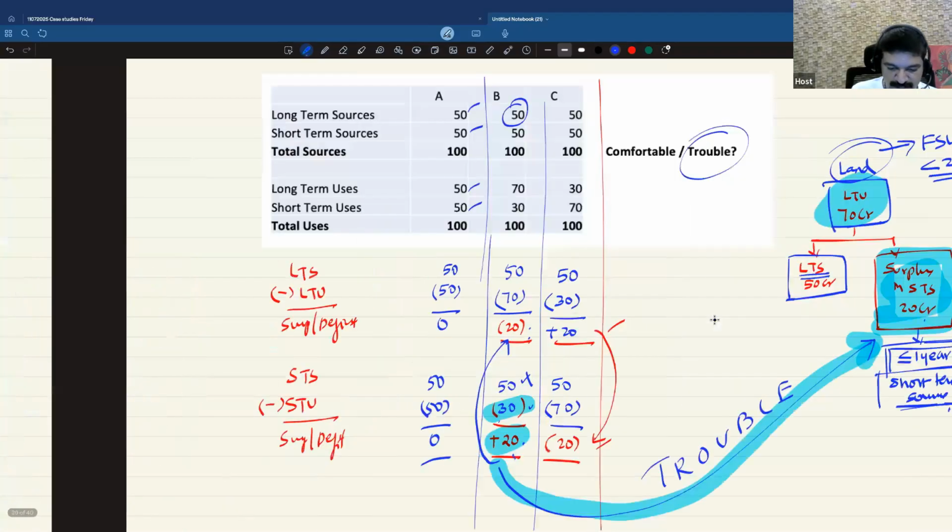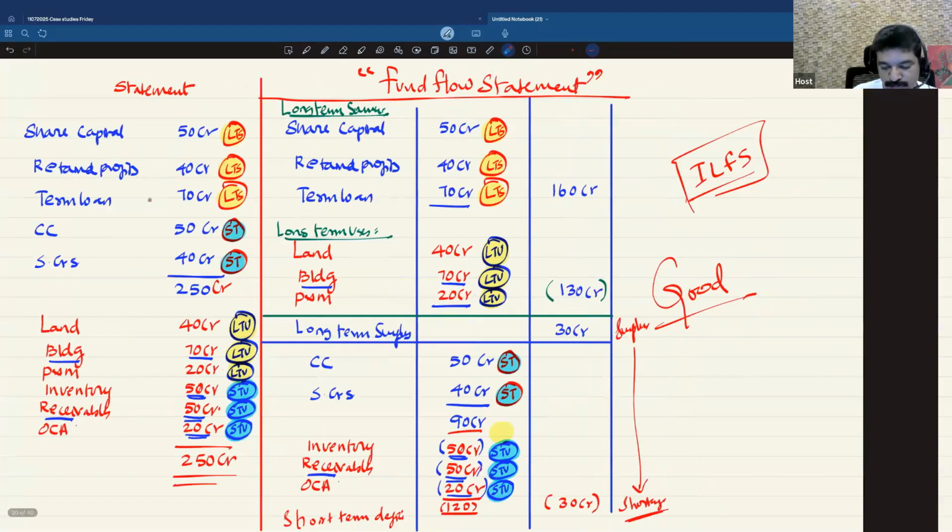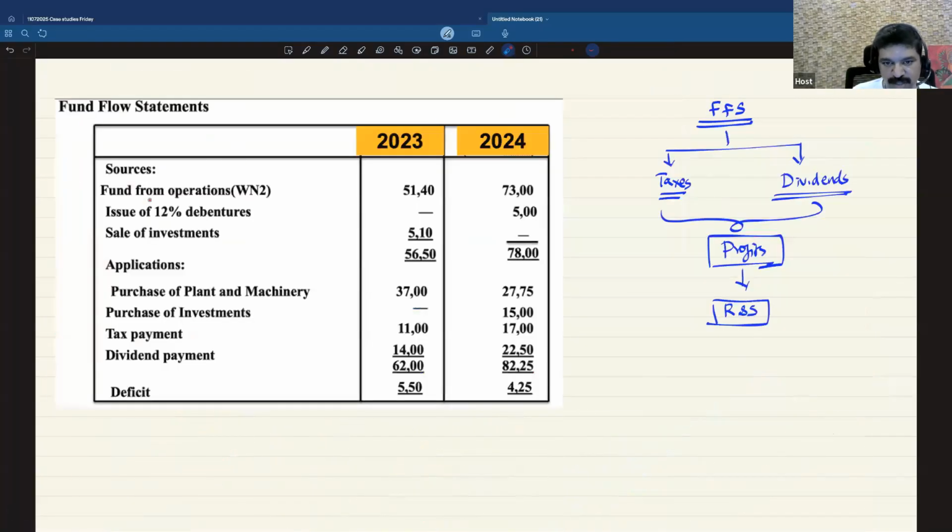If you recollect, we discussed that here, right? We said retained profit is a long-term source. It means profit is a long-term source, right? So if profit is a long-term source, then any distribution out of the profit, say in the form of taxes, in the form of dividends, should be considered as long-term use.